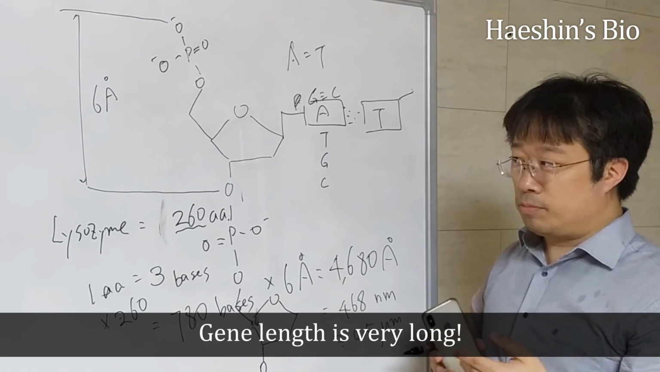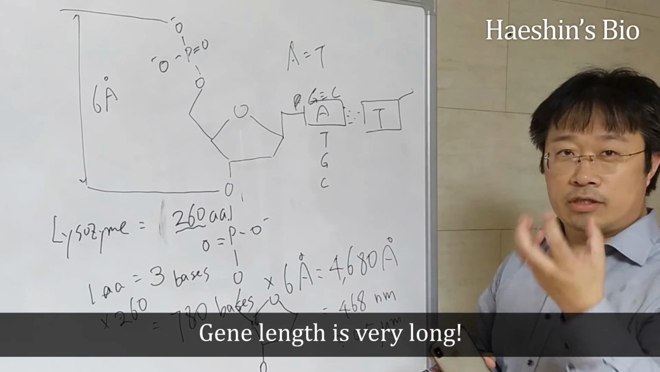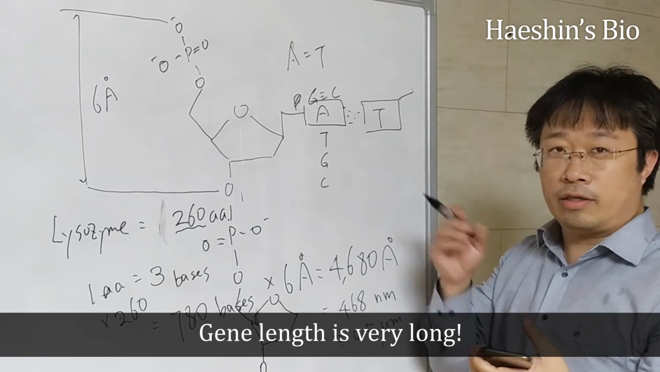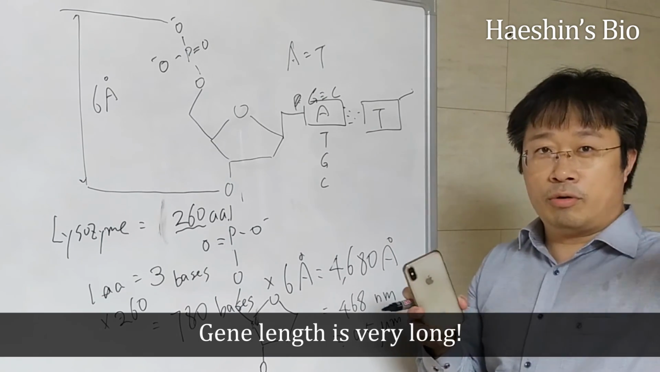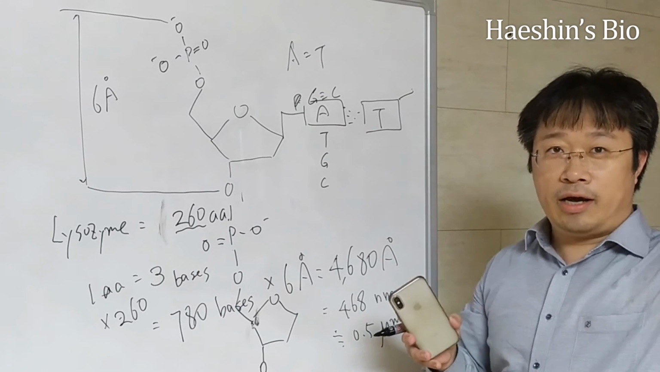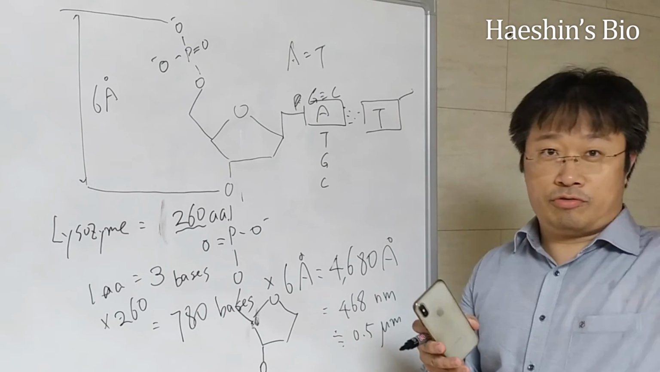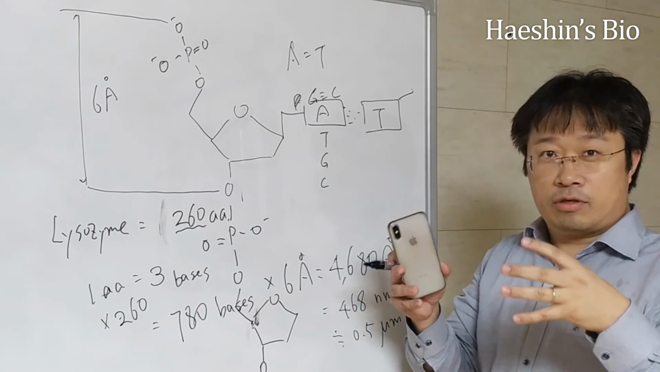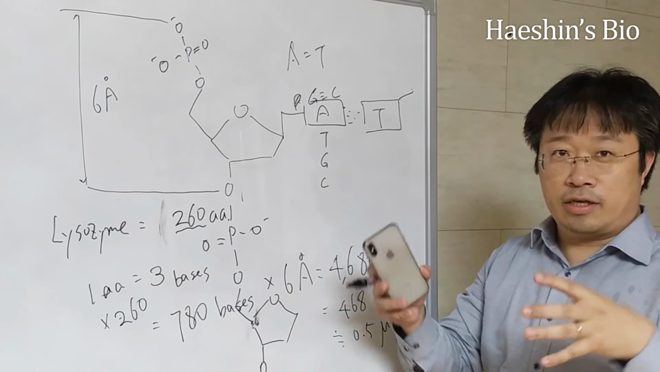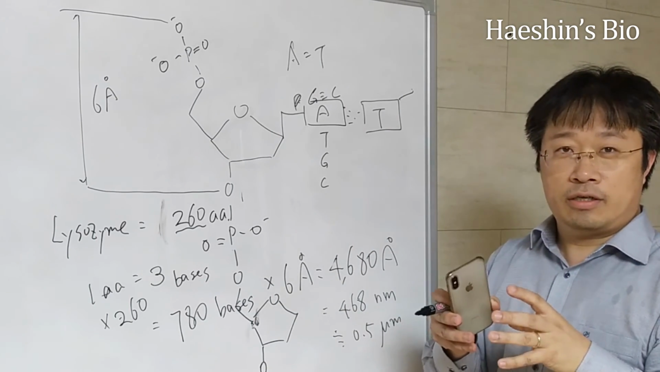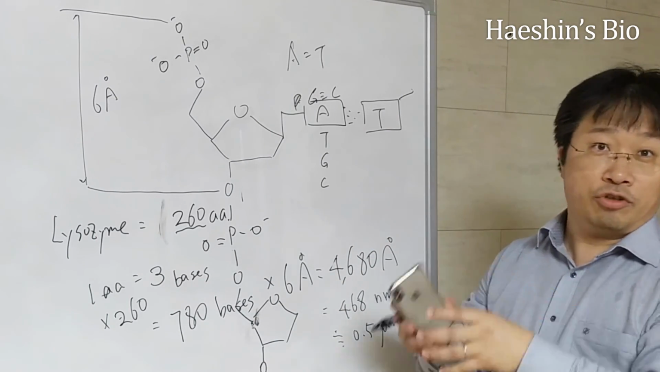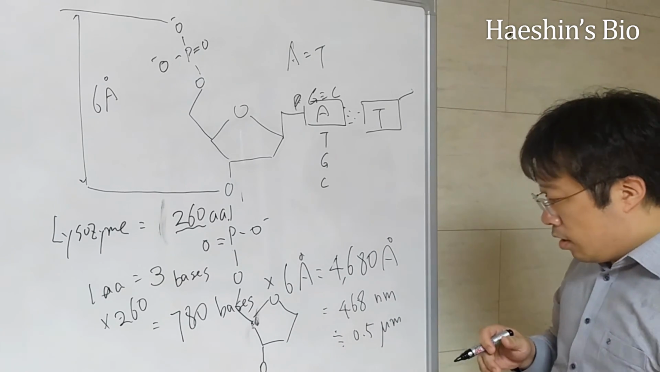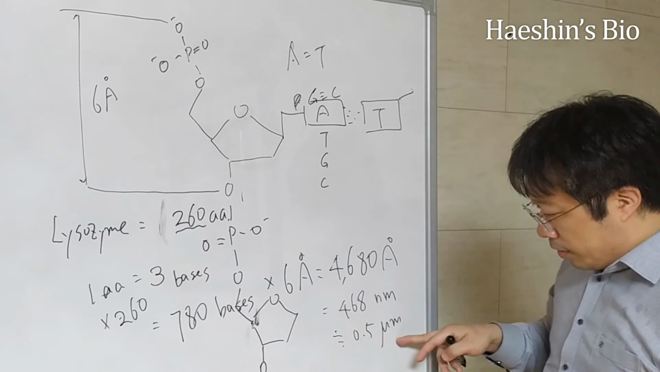That's why people say, if you take out all the DNA in a single cell and connect it line by line, the length goes to the moon, right? So it's very, very long, and such a long DNA is well packed in a single cell, even in a nucleus. So this is a really big length.